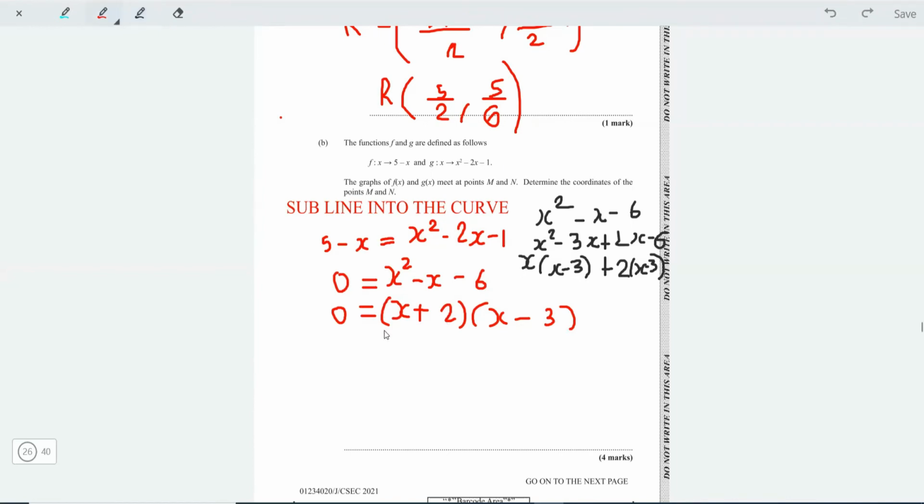So from this, what we end up getting is that x is going to be equal to, if you equate this to be 0, you get x is -2. If you equate this one to 0, you get x is equal to 3.